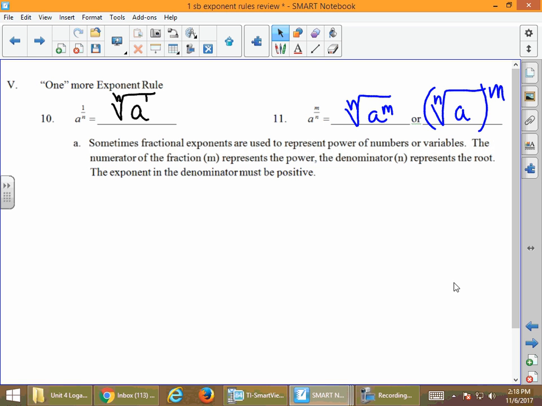But if you look here at part A, it says sometimes fractional exponents are used to represent powers of numbers or variables. The numerator of the fraction, m, represents the power. See how it's a power? And the denominator, n, represents the root. So we're taking the nth root of a in all 3 of those blanks. The exponent in the denominator has to be positive.